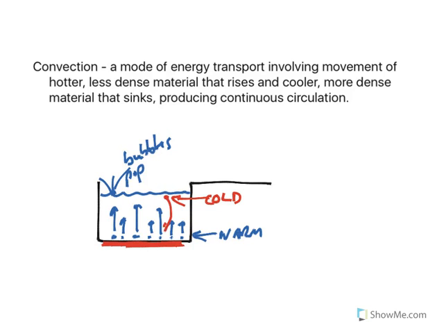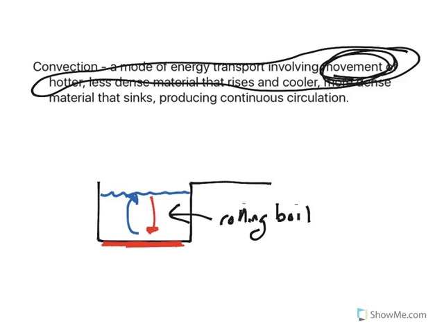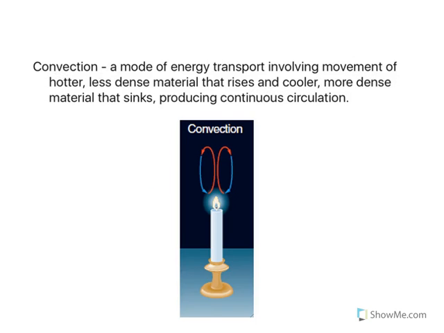So you have this colder material dropping to the bottom of the pot, while you have this warmer material rising to the top of the pot. Eventually you get this rolling boil, where the warm material from the bottom of the pot rises to the top of the pot, and the colder, more dense material at the top of the pot sinks down to the bottom of the pot, causing the water to boil. This is the only mode of energy transport where you can actually see movement of material. In this case, a rolling boil of water.